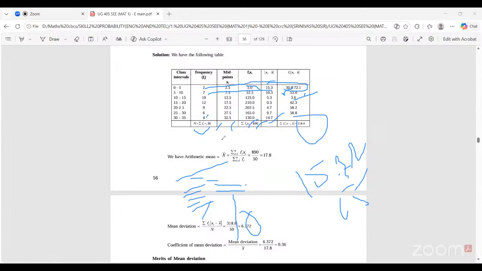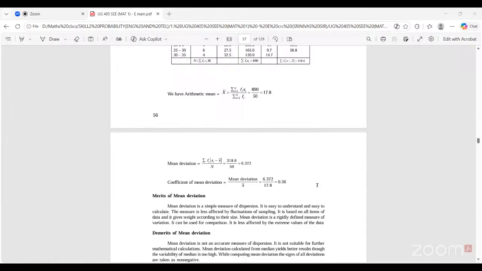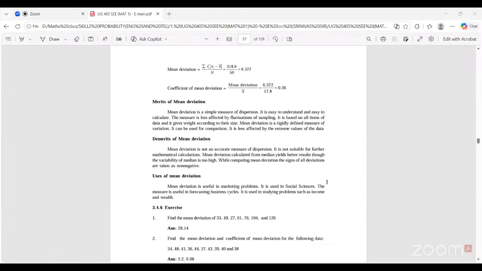Total number is 50. 318.6 divided by 50 is 6.372. The mean deviation is 6.32 divided by 17.8, that is the coefficient, we are writing here: 0.36.